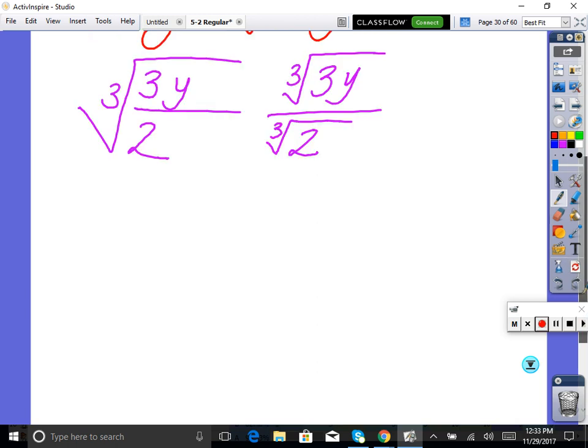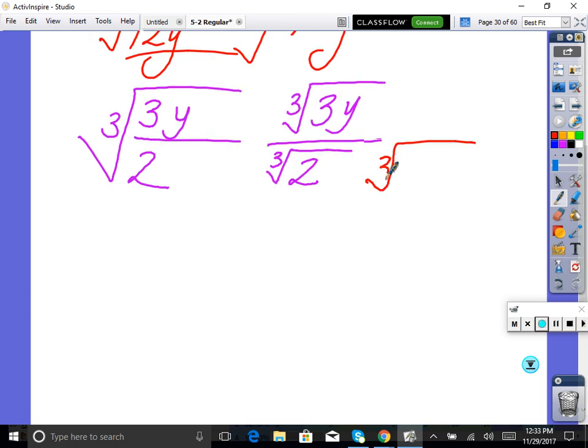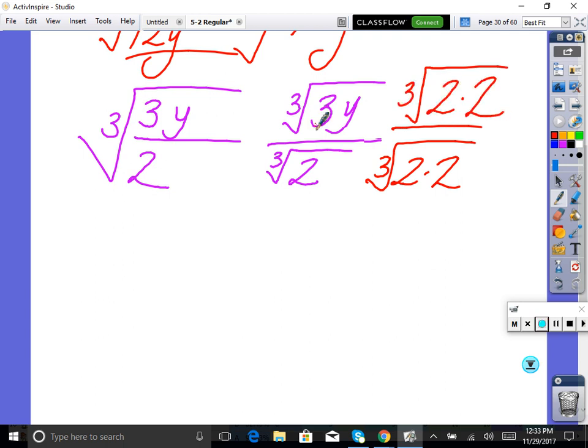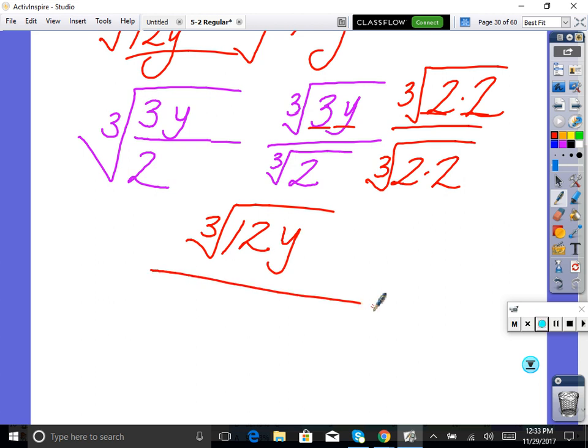So how many more 2's do I need? Good. 2 more. Cube root of 2 times 2. So now on top, I have a 3, a y, a 2, and a 2. So that would be 12. The cube root of 12y. And then on bottom, won't I have the cube root of 2 cubed on bottom. So root cancels out with power and we get a 2 on bottom. There's our final answer.